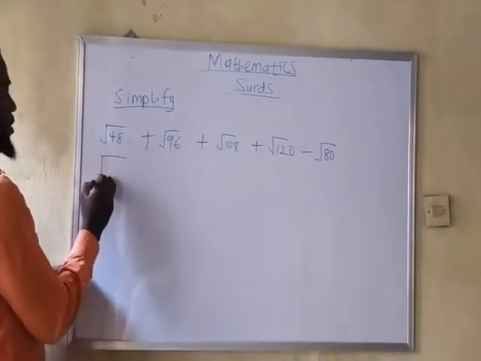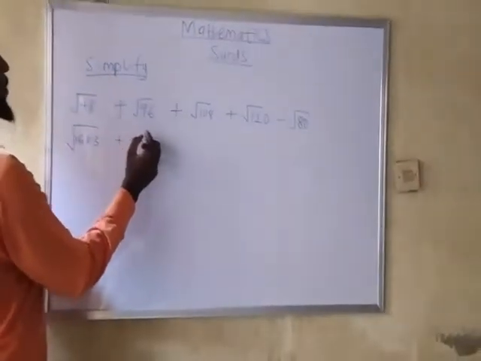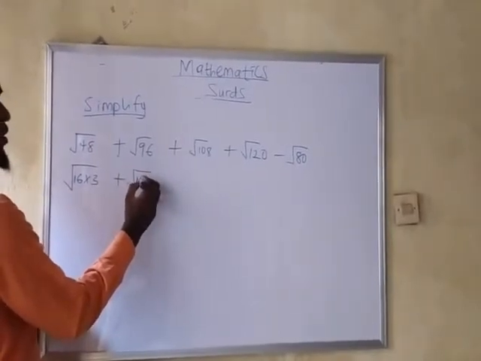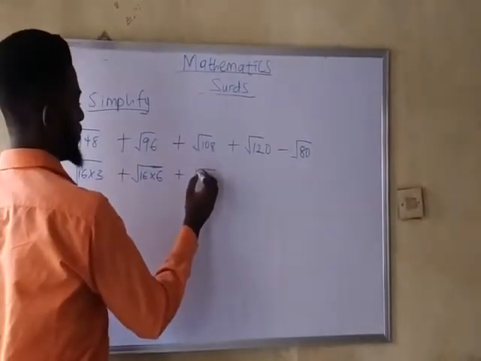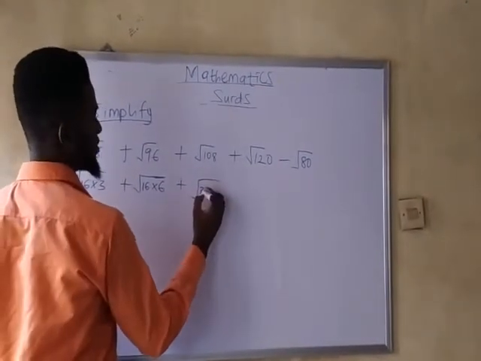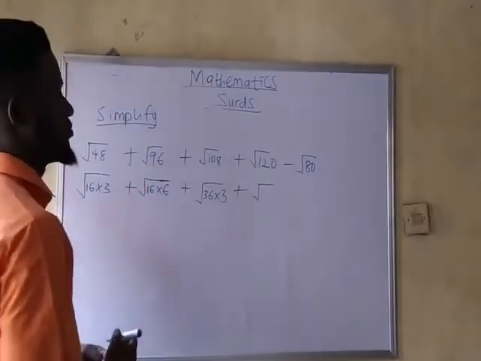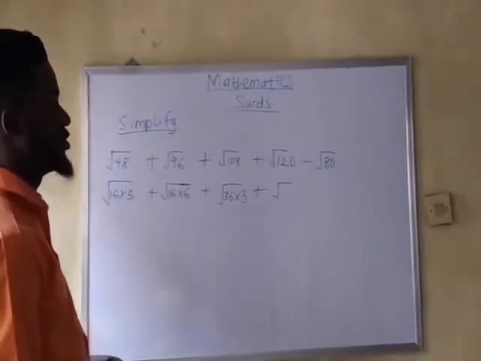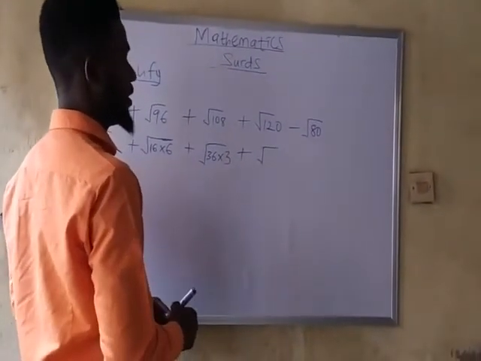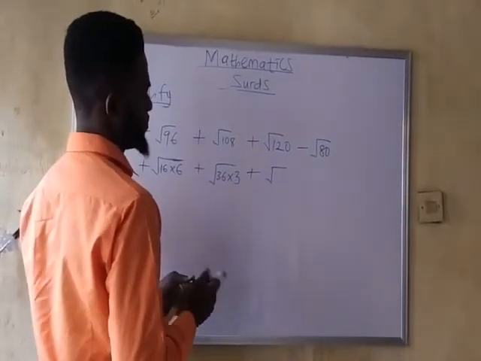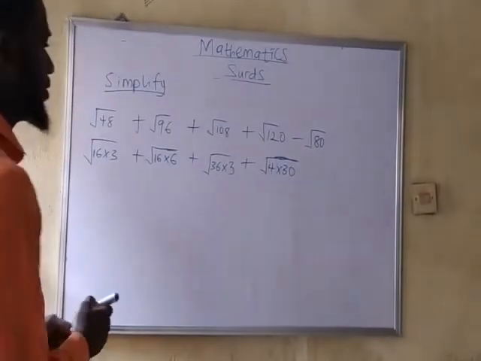So 48 can be reduced by looking at a perfect square, which is 16: 16 times 3 gives us 48. For 96, we could have 16 times 6. For 108, we could have 36 times 3. And for 120, can we have a square? Let's look at numbers. 5 cannot be used. Let's see, 4 times 30. I will be shocked if there is no square in 30.